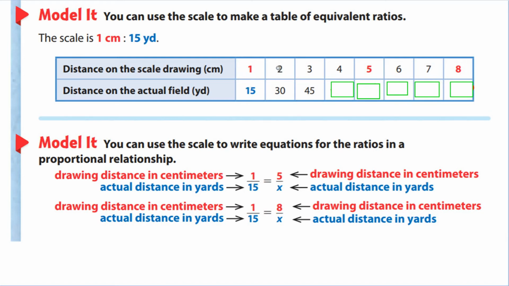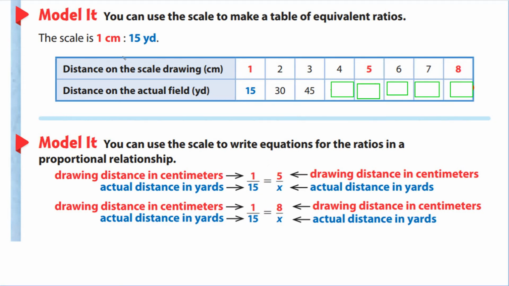That was given. 2 centimeters, 30 yards. 3 centimeters, 45 yards. 4, what would it be? 5, 6, 7, and 8. Or you can use the scale to write equations for the ratio in a proportional relationship. Remember, an equation has an equal sign, and there it is, and they're writing out the proportional relationship.